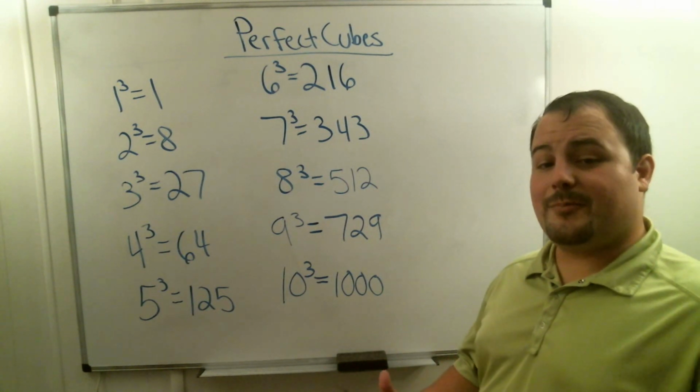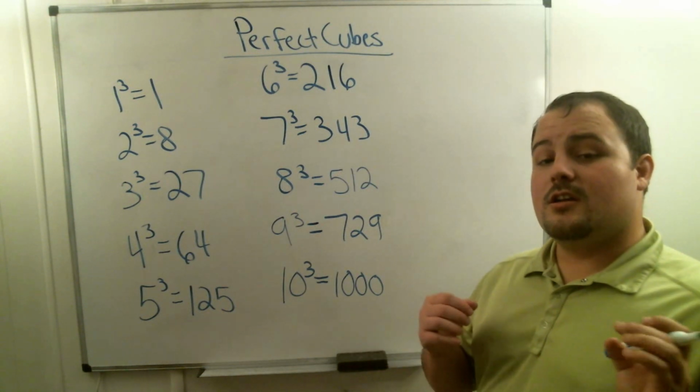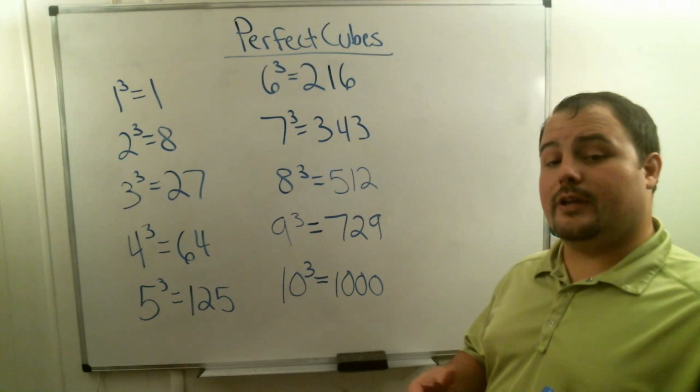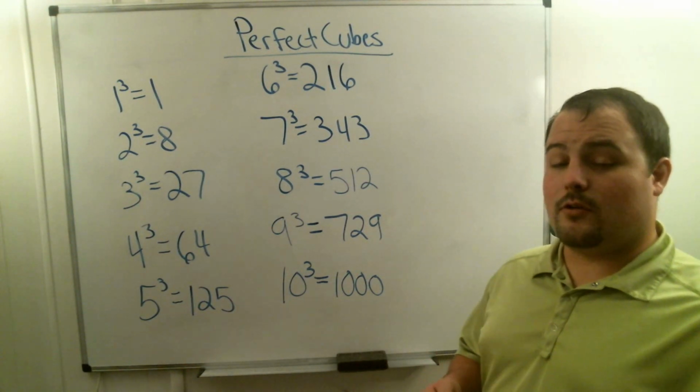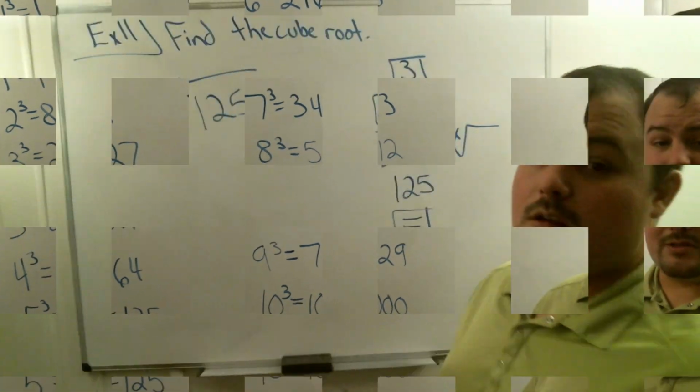Now there's many other perfect cubes. You can do 11 times 11 times 11. You can do 12 to the third power. You can do 13, as much as you want to any power of 3. And those are perfect cubes as long as they're whole numbers. These are just the 10 normal ones that we would maybe try to remember.